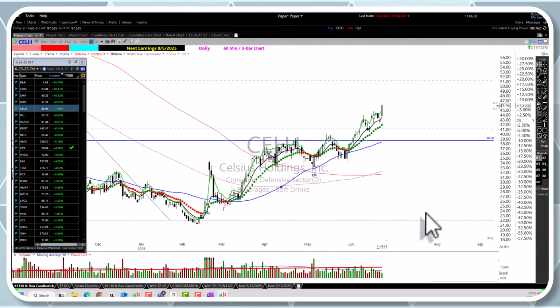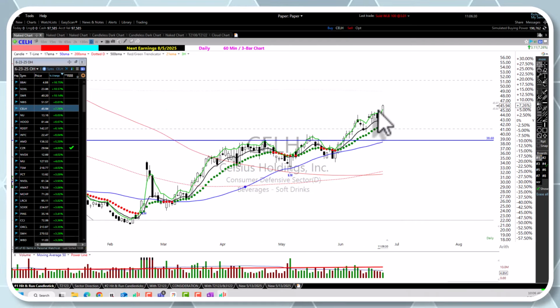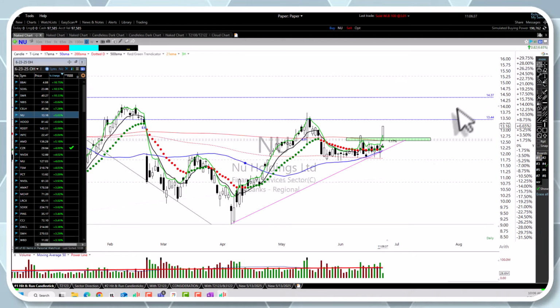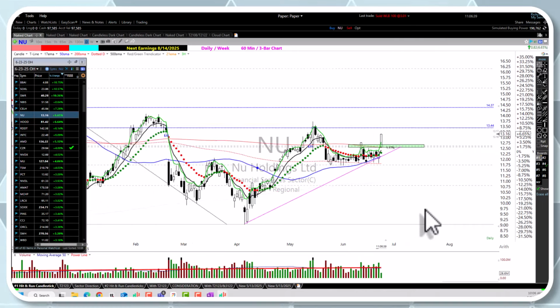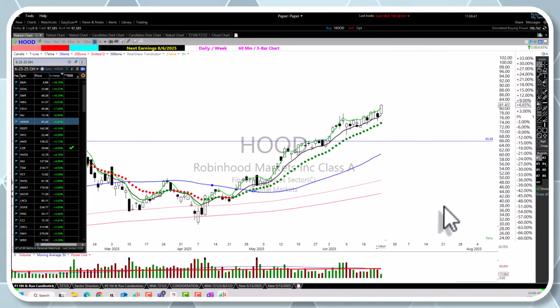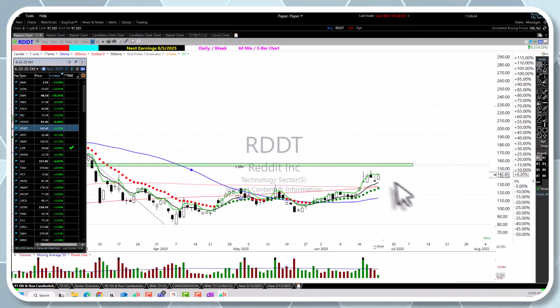CELH, one I would certainly put on that watch list here. If we could get a little bit of consolidation, that might be a nice one to buy like that. Reddit, I think Reddit is still a buy, and Reddit still has a target up here.